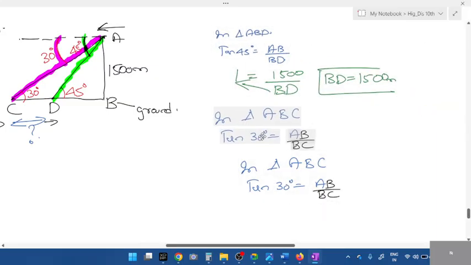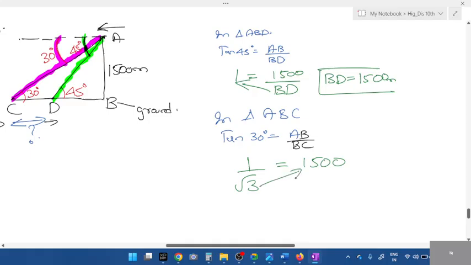Next. In triangle ABC, tan 30, what is tan 30? Root 3 or 1 by root 3? 1 by root 3. I'll write 1 by root 3. See, 1 by root 3 goes to the other side. So do we need to convert into cot, or can we use tan 30, students? We can directly use tan 30, right?